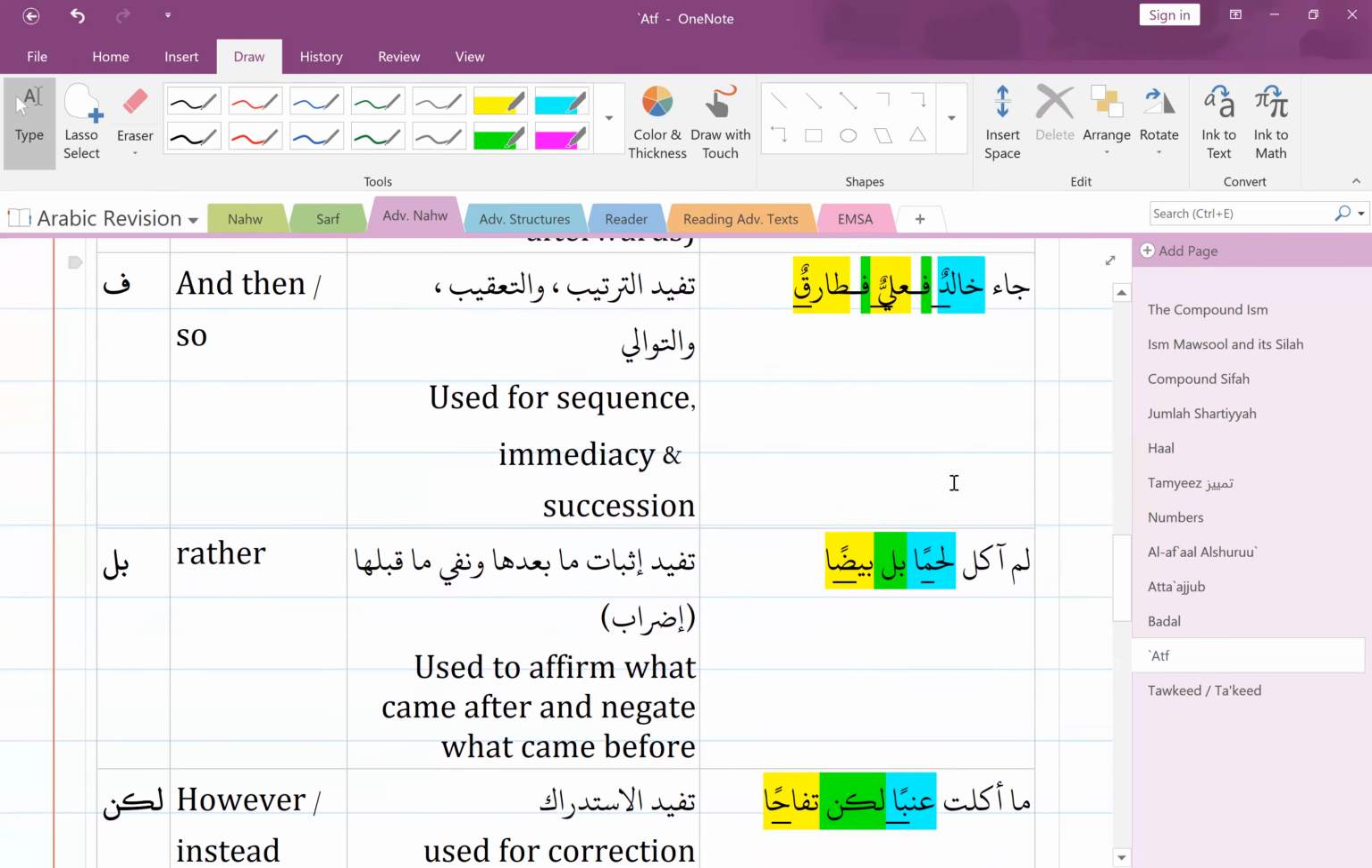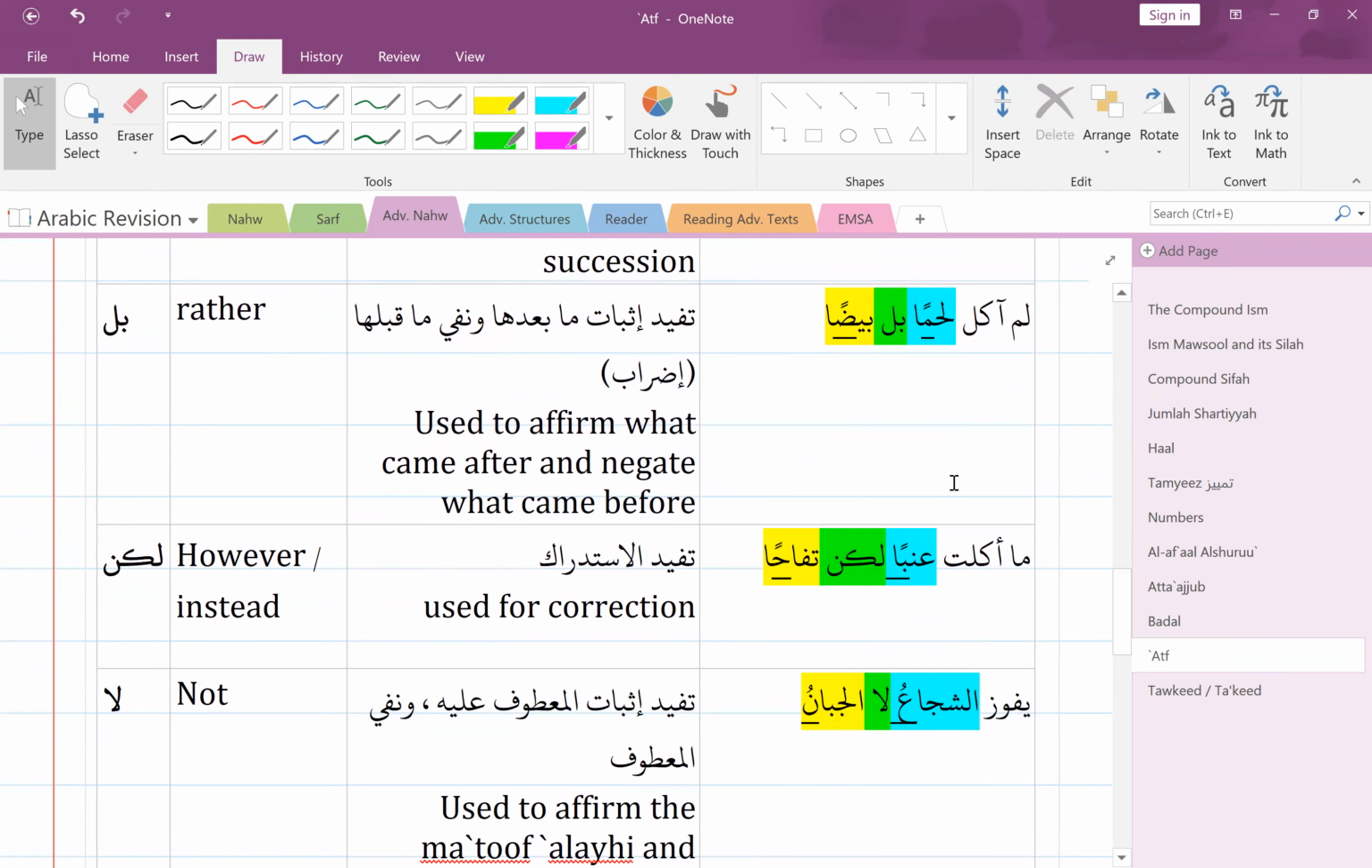Okay, then you have bal. Now maybe you're not so familiar with bal, but bal is called harf idrab. I think we've come across this word in one of the assignments if you're up to date. So basically what idrab means is that you're affirming what came after, and you're negating what came before. That's what idrab means. So it translates as rather.